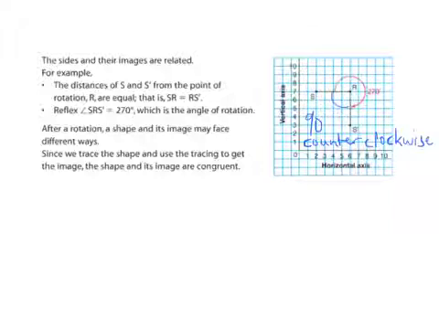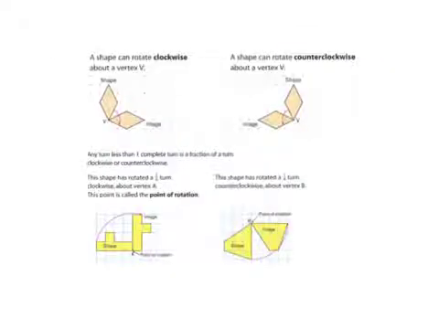Notice that after a rotation, a shape and its image may face different ways. They may not, depending on how much they are rotated. We can trace the shape and use the tracing paper to get the image and to determine that the shape and the image are in fact congruent or exactly the same. All right, so let's just take a look at a few more rotations.